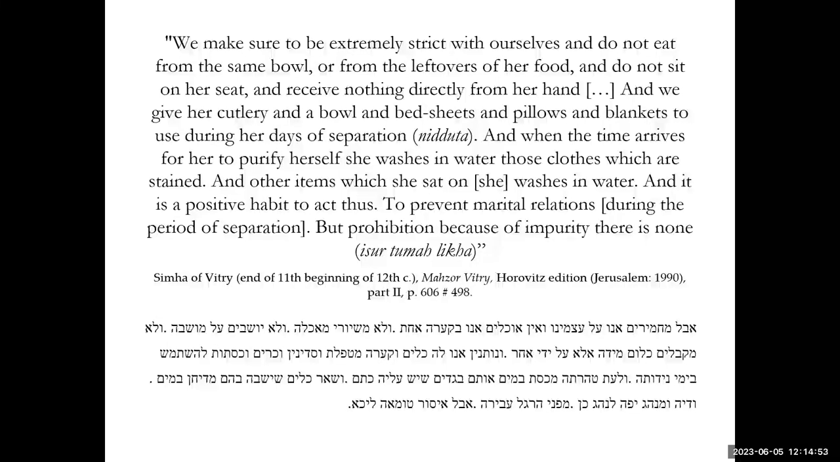And when the time arrives for her to purify herself, she washes in water those clothes which are stained, and other items which she sat on, she also washes in water. And it's a positive habit to act thus, to prevent marital relations during the period of separation. So you can also imagine these textiles around the house and their use, but prohibition because of impurity, there is none. And we're going to return to this sentence.